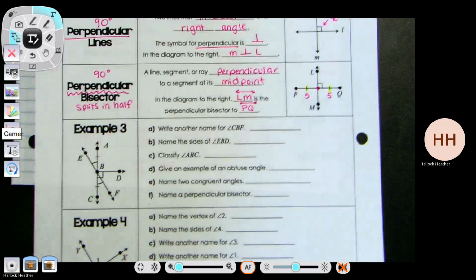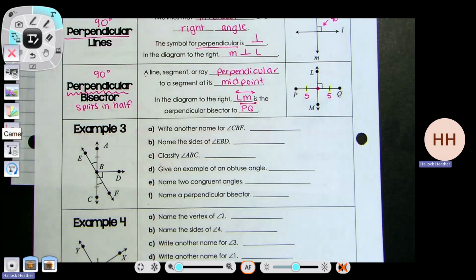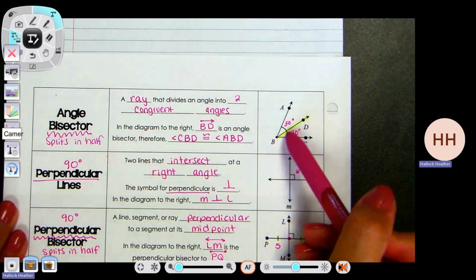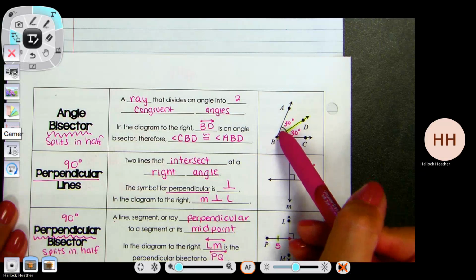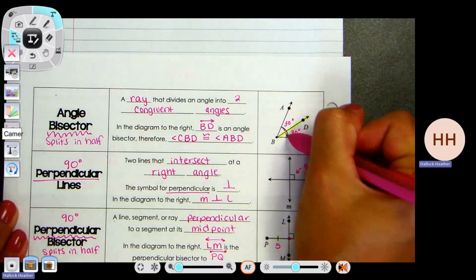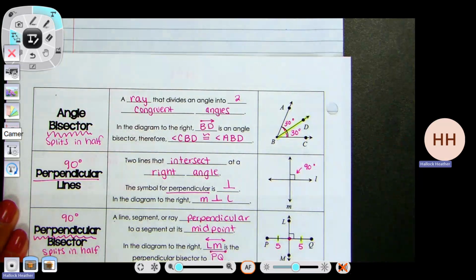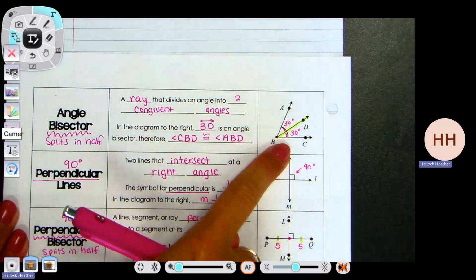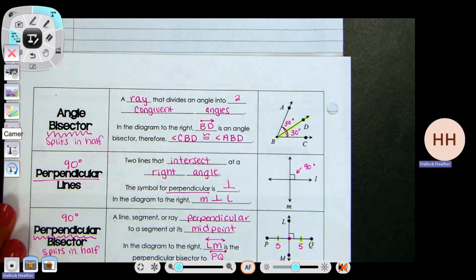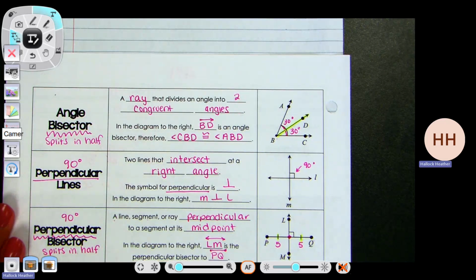What's that? Oh, the little line. This is an angle bisector. Oh, okay. So this little thing right here is called an arc mark. It's kind of like when we made constructions and we drew the arc. That is congruent to that. Yes. So that's why I put 30. If it was 30, then the other one would also be 30.